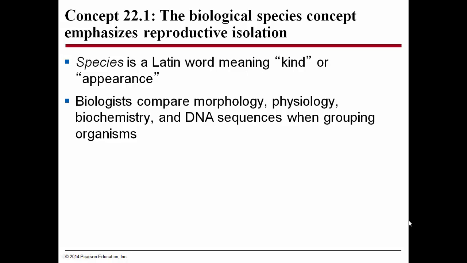The biological species concept emphasizes reproductive isolation. Species is a Latin word meaning kind or appearance or type. Biologists compare morphology, physiology, biochemistry, and DNA sequences when grouping organisms. This is the process of phylogeny that we learned about in the previous lecture.